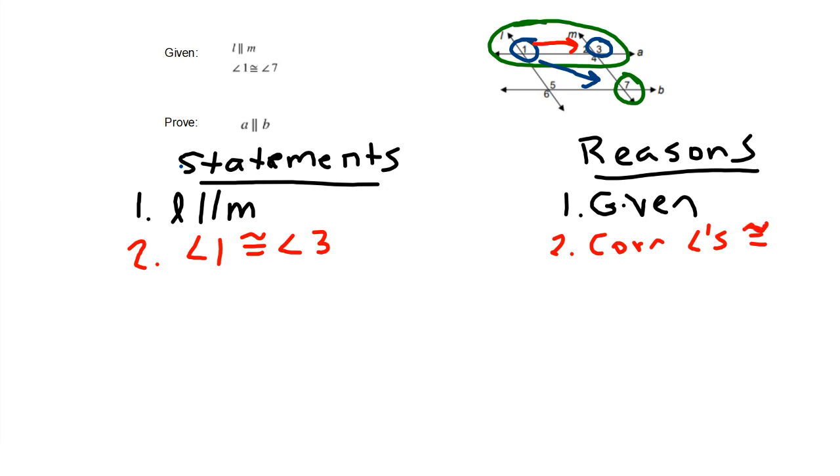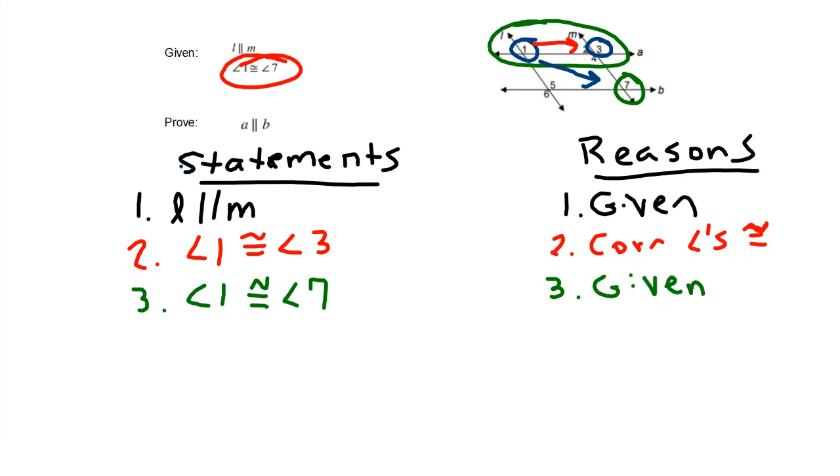All right, and what else did I know? I'm given this. This will be my next step, because that's something I have to know in order to do the following. So step 3 will be that angle 1 is congruent to angle 7. And how do we know that? Well, that was given to us. All right, so we've got angle 1 congruent to angle 3. We've got angle 1 congruent to angle 7.